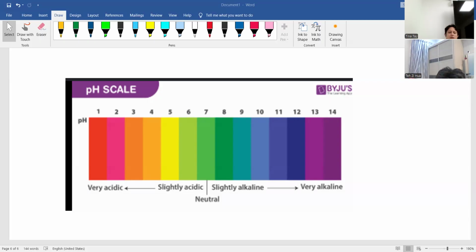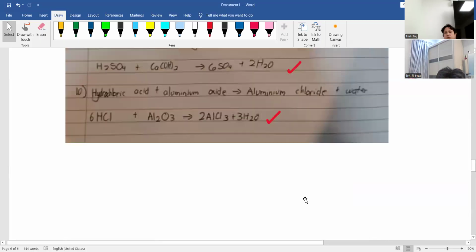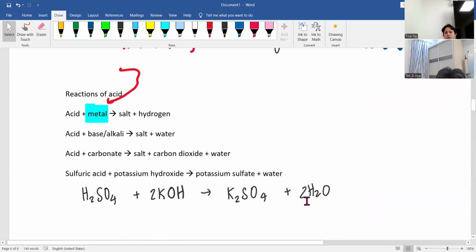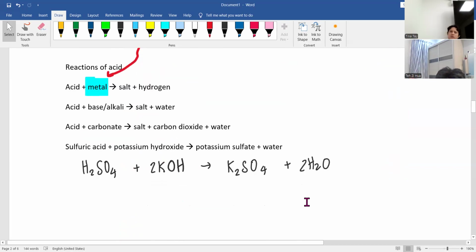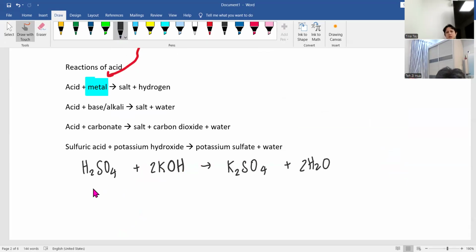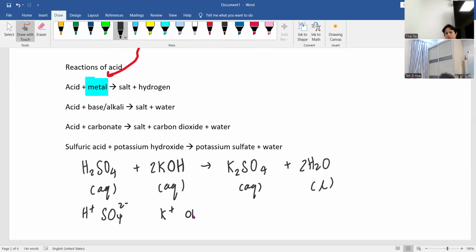Now, remember just now you were writing the equation? So now we're going to talk about state symbols, okay? If we do this right, this sulfuric acid that we use is aqueous. This potassium hydroxide is aqueous. The salt that we make is also an aqueous solution, and this is water, liquid. If we write down the ions, these are all the ions present in that solution. When it changes to a liquid, it's no longer an ion, it's now a molecule.